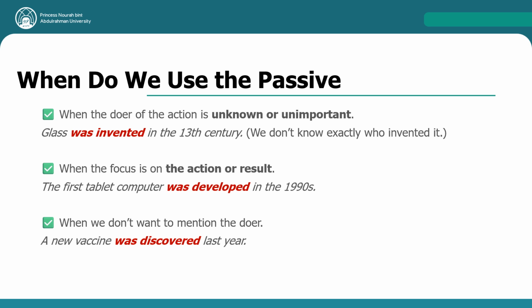You can see the example when the inventor or the doer of the action is unknown. Glass was invented in the 13th century. We don't know who invented it. When the focus is on the action or the result, the first tablet computer was developed in the 1900s. And lastly, when we don't know or we don't want to mention the doer, the new vaccine was discovered last year. By who? We don't know.